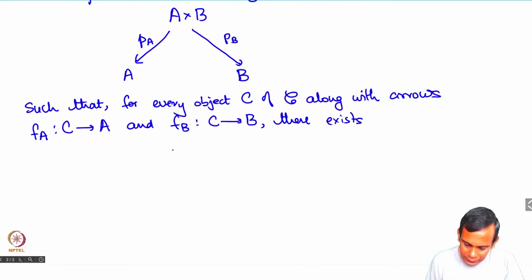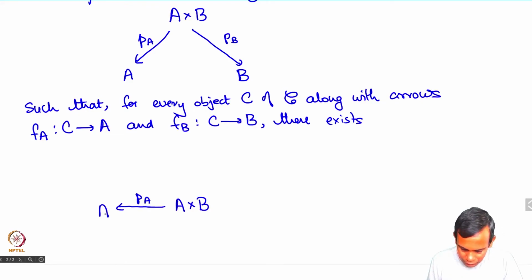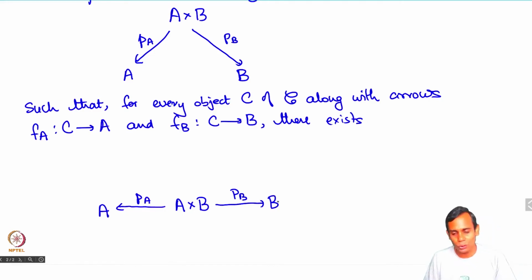There exists, so I'll draw this like this. So we have A cross B, we have P subscript A, the projection onto A, we have P subscript B, projection onto B. I'm using the words projection and so on, but remember A and B are no longer sets, they're just objects in some category. And A cross B is again an object, and these are just some arrows in the category.